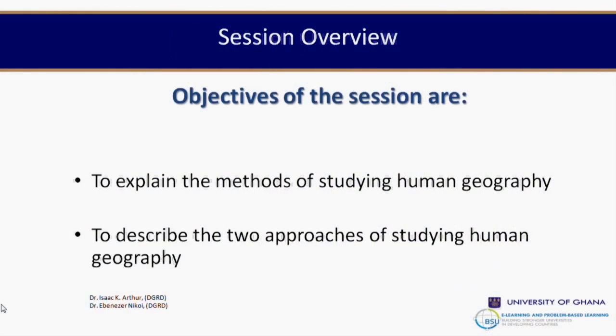The key objectives here are to explain the methods for studying human geography and also to describe the two approaches of studying human geography. There are different approaches in which geography can be studied, but here the emphasis is on two, and that is what we're going to do for today.